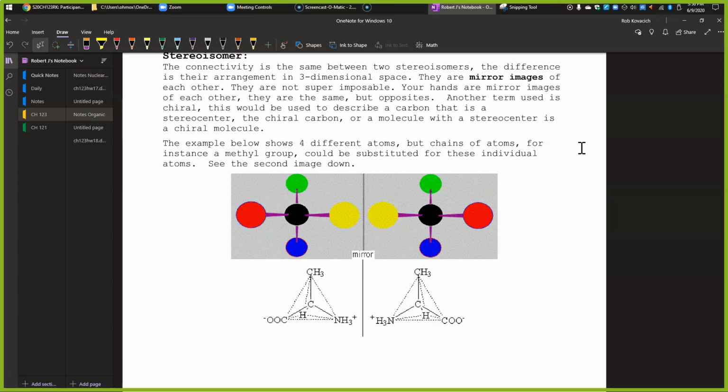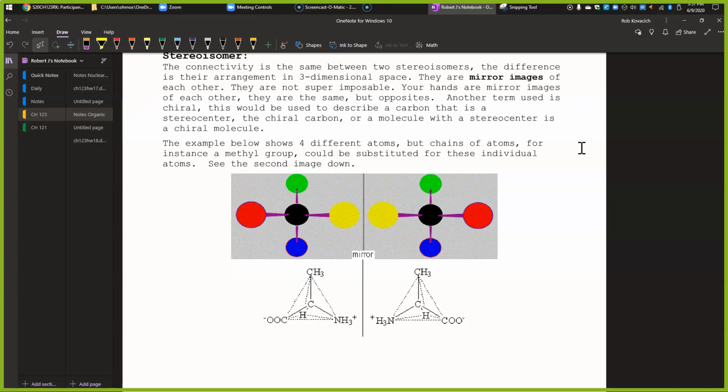And that same thing can happen in organic chemistry. So the two structures I have here, the black one is a carbon, the green one is a chlorine, the yellow one is a sulfur, the red one is an oxygen, and the blue one's a nitrogen. But because of their orientation, they're mirror images of each other, meaning I cannot superimpose those two molecules on top of each other. So they're actually different molecules. This is called a stereocenter. Those two molecules are stereoisomers of each other.